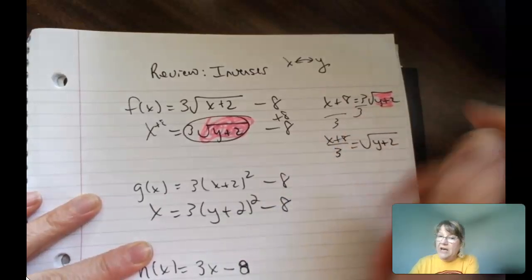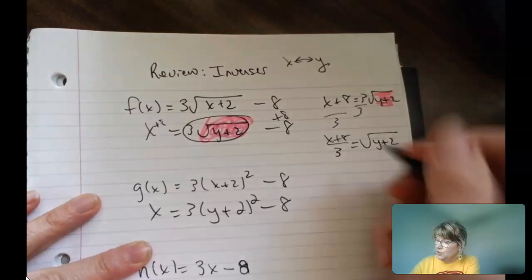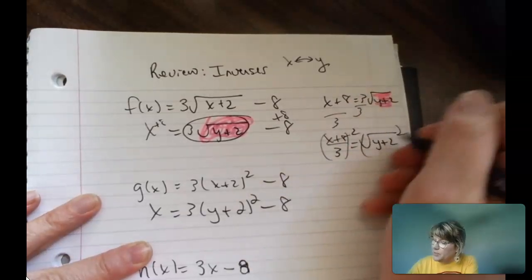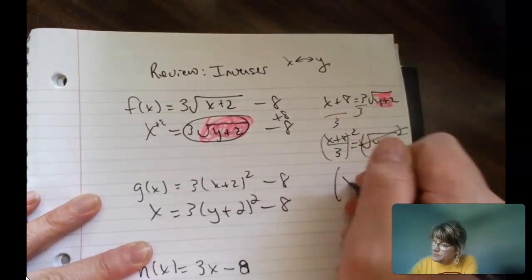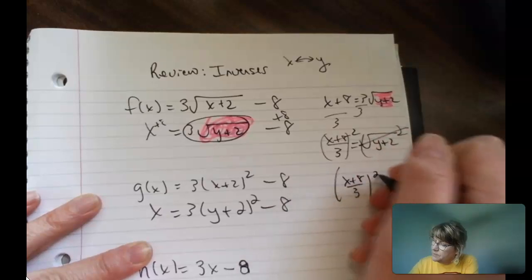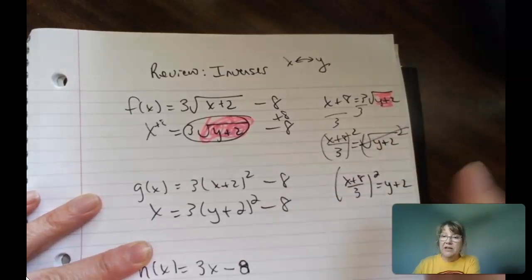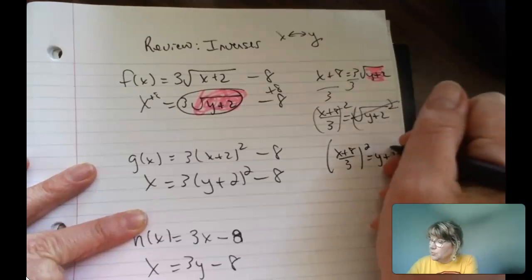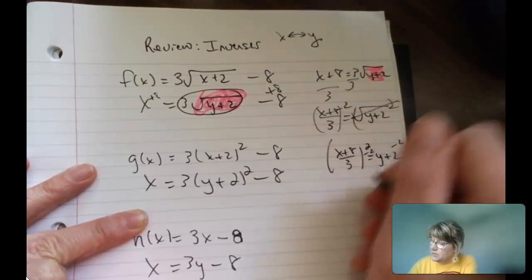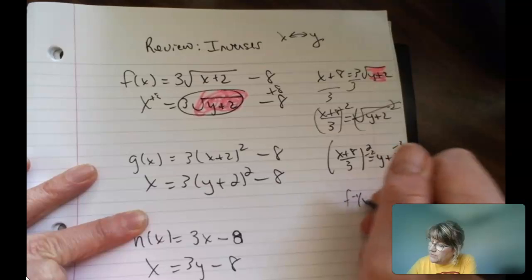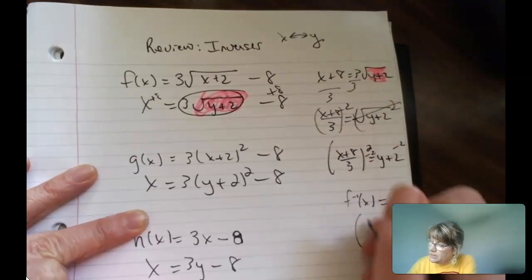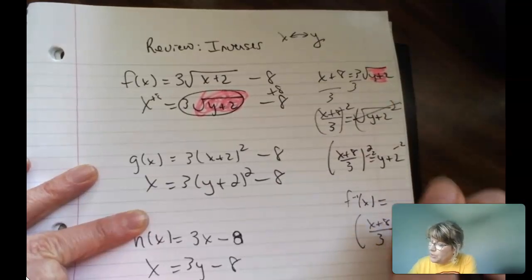All right, how do you get rid of square rooting? Use square. And remember, square rooting and squaring cancels. How do you get rid of adding 2? You subtract 2. And again, that's on the outside. So f inverse of x for this function up here is x plus 8 over 3, squared.